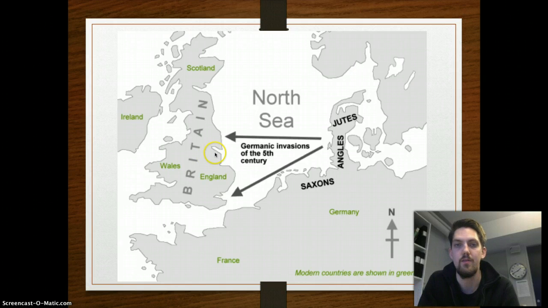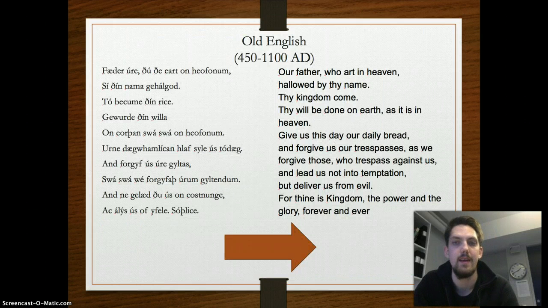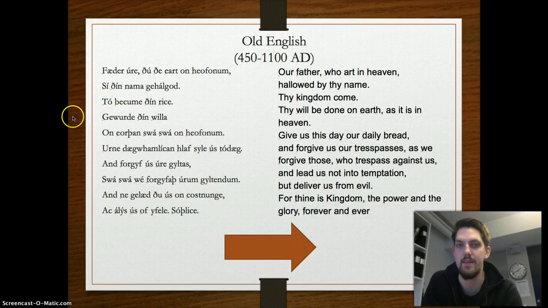And with this migration also came a change in language. So this is where we get to see some current signs of how English will be in the future. And this is what we call Old English. Here we have an example of this. This is from 450 to 1100 AD, and this is after Christ. And on the left hand side we have the Old English text, and then the right side we have the modern translation.